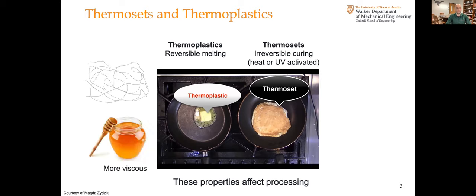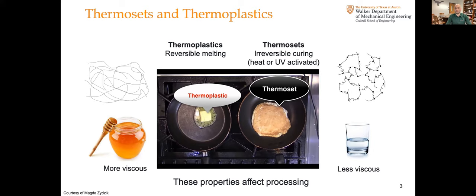So thermoplastics, if you look at their polymer chains, have very long chains, and so a very high viscosity. But thermosets, the nice thing is that before they're set, they have very short chains. Their viscosity is much lower compared with thermoplastics. But then you can cross-link them covalently to get mechanical properties that are usually better than thermoplastics.